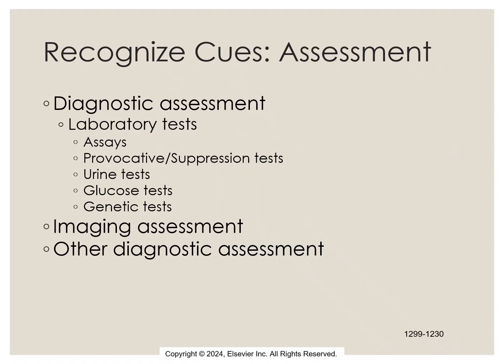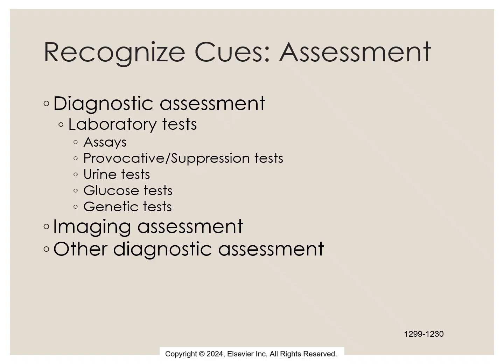For diagnostic assessments, for our laboratory tests, these are going to start in your textbook on page 1299, and you guys can review your laboratory tests on your own. For your imaging assessment, though, I do want to say that skull x-rays can show abnormal growth of the pituitary gland, and an MRI with contrast is the most sensitive way to view the pituitary gland.